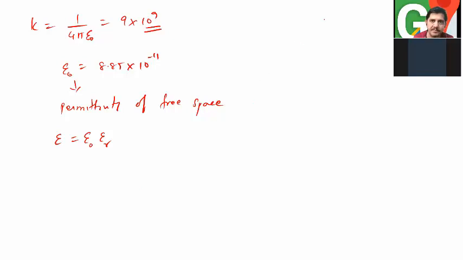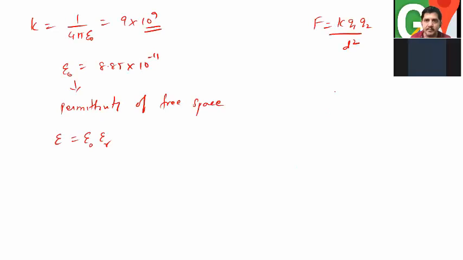Can you tell me what is the unit of K? We can just do dimensional analysis. F is M L T power minus 2. Exactly. It should be Newton meter square per Coulomb square. I asked about units and not about the dimensions. Then what is the unit of epsilon naught? It's just the inverse, right? So this should be Coulomb square per Newton per meter square.